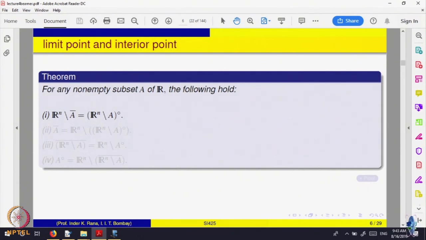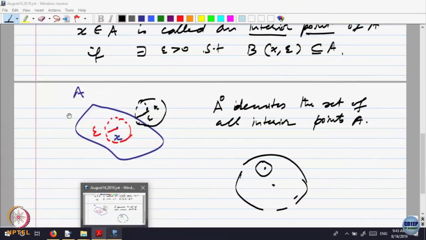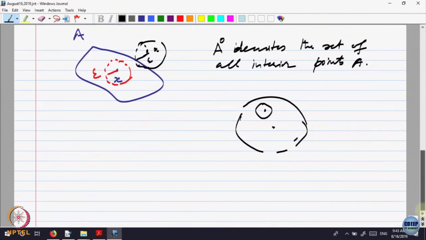So look at the complement of the closure of any given set. I am looking at R^n minus A closure. What is that? That is the complement of the closure. The claim is that it is related to the interior of something. It is the interior of the complement. Okay, so let us see why it is so.